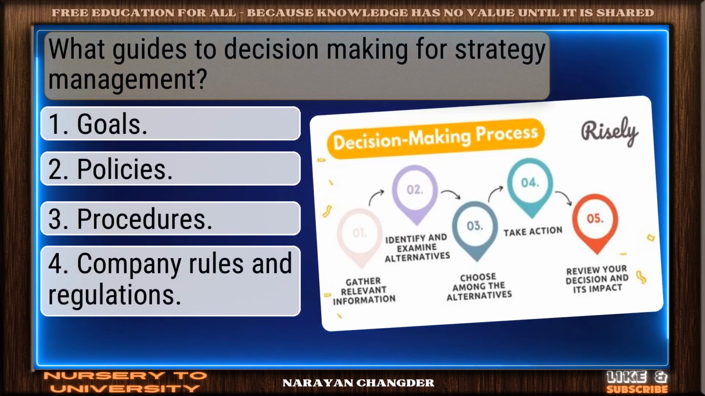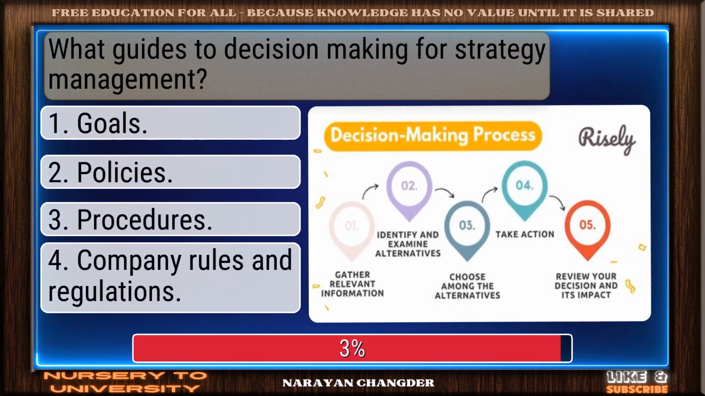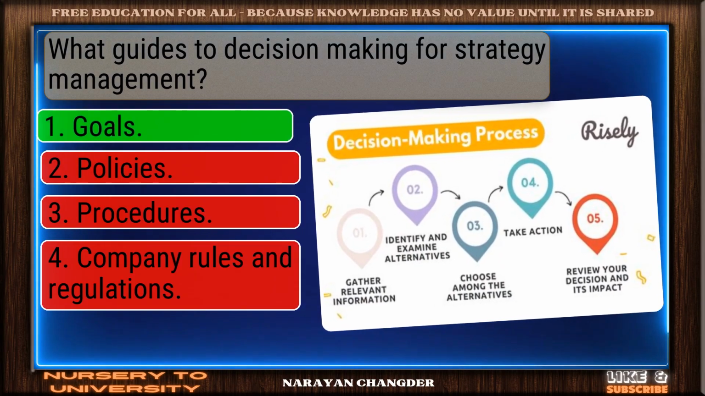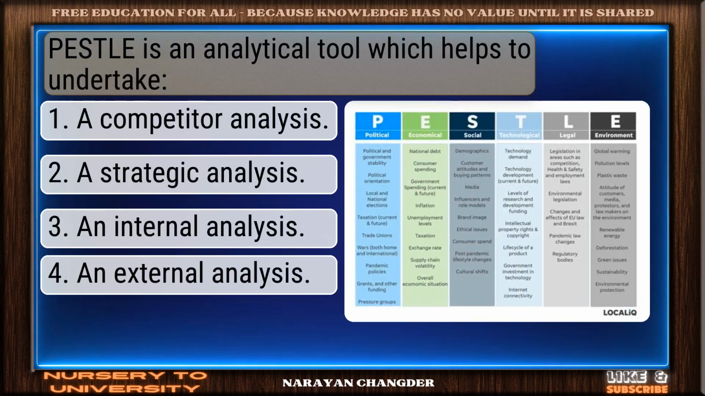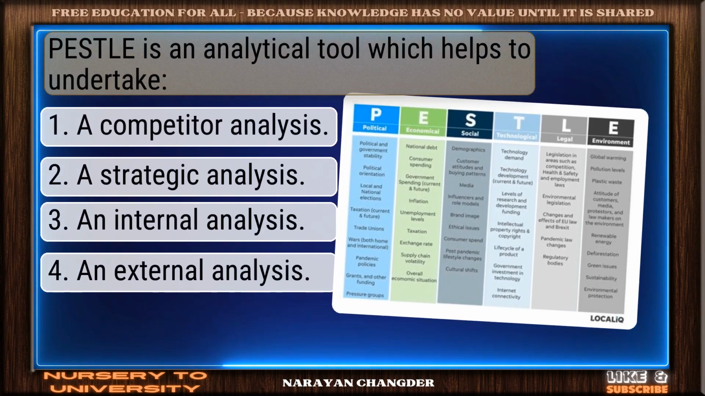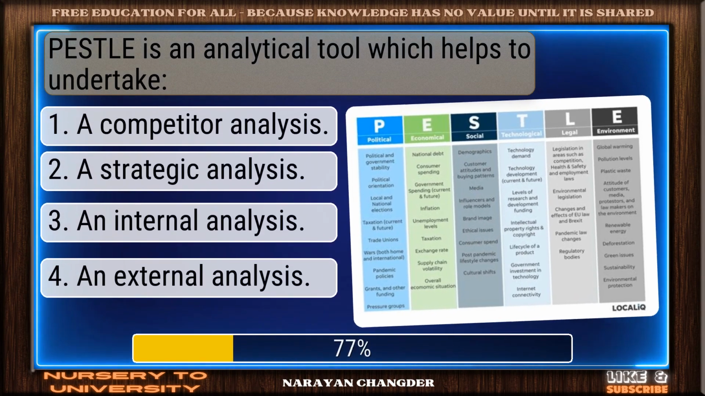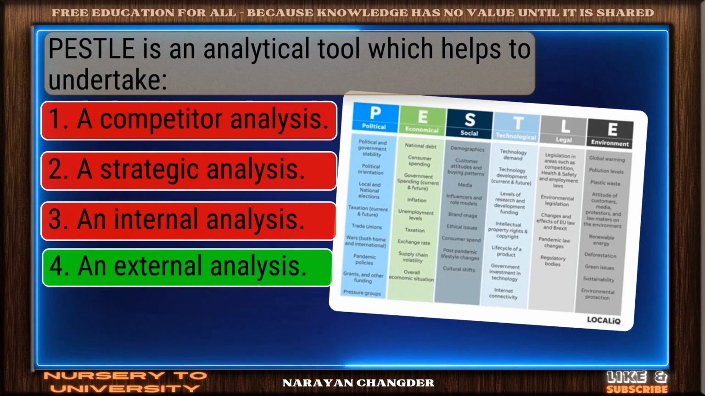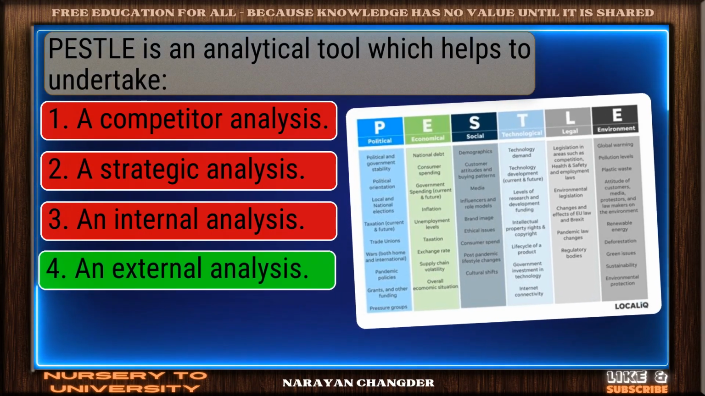What guides decision-making for strategic management? Right again. Goals is a valid answer. PESTLE is an analytical tool which helps to undertake... Strong choice. An external analysis is the right answer.